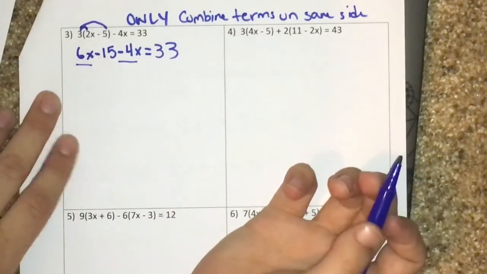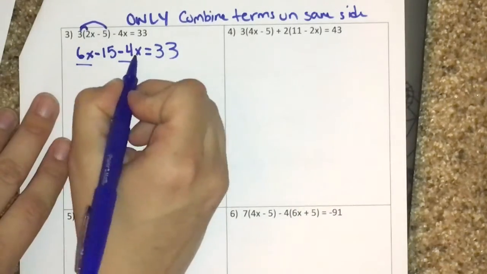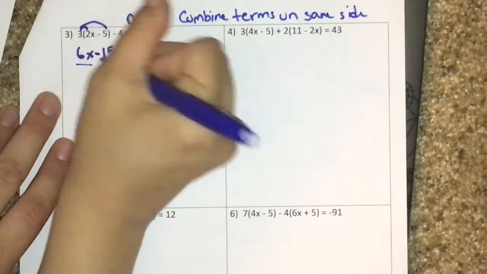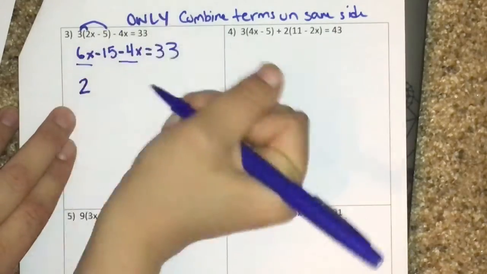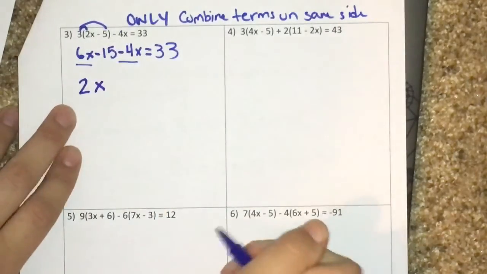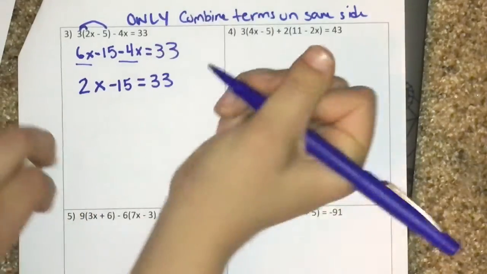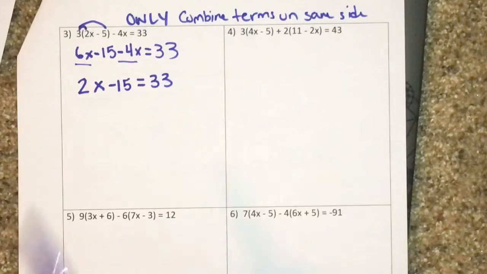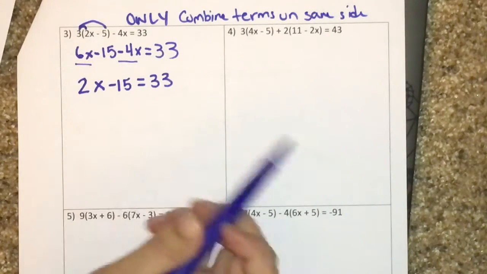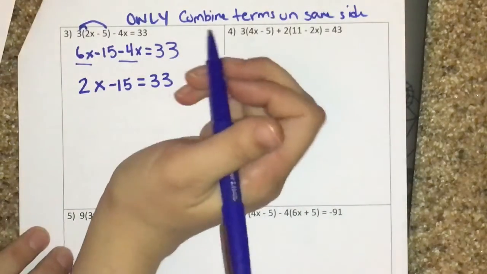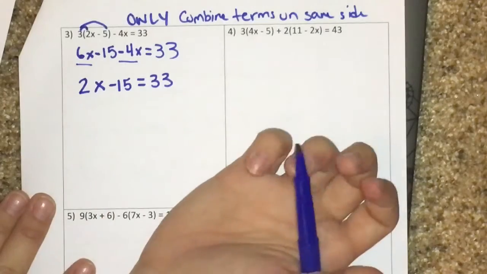Well, what is 6x and negative 4x? I have a positive 6x, negative 4x. 6 minus 4 is 2. The x stays there. Minus 15 equals 33. So step 1 was to distribute. Step 2 was to combine like terms. Step 3 is now to do the reverse opposite.